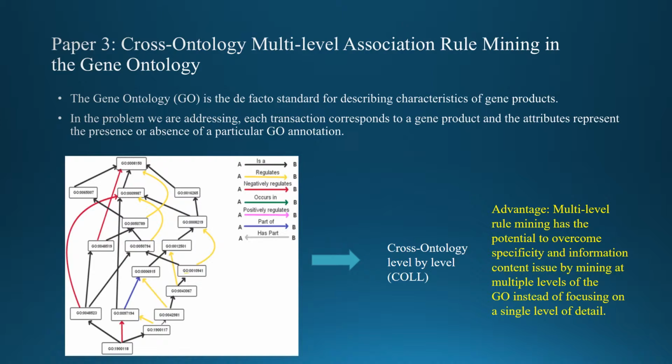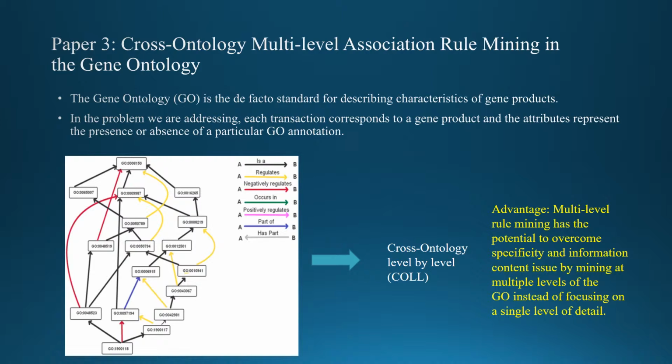So here it gives the multi-level association rule mining. This is a bottom-up approach, so it starts from the bottom. The gene ontology product number has been given at the bottom, and it goes all the way to the top. And here we can see that there are 1, 2, 3, 4, 5, 6, 7, 8 levels, and this is called the cross-ontology level by level algorithm.